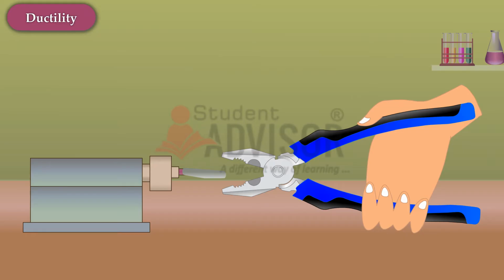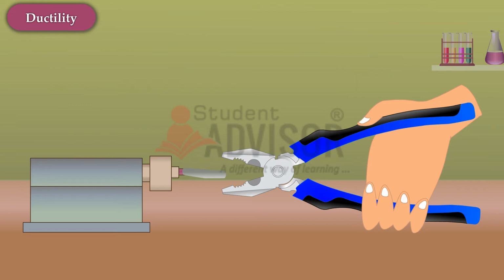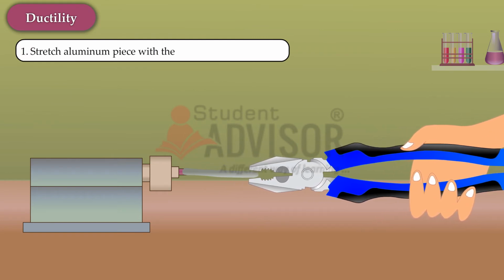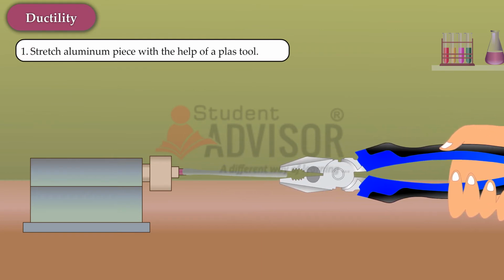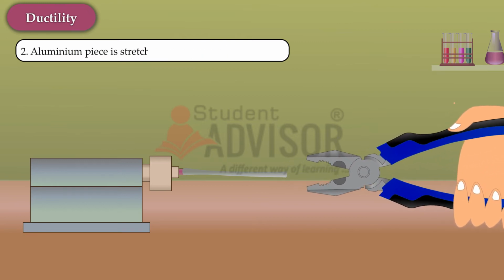Ductility. Metals are ductile whereas non-metals are brittle. Stretch aluminum piece with the help of a pliers tool. Aluminium piece is stretched into wire.